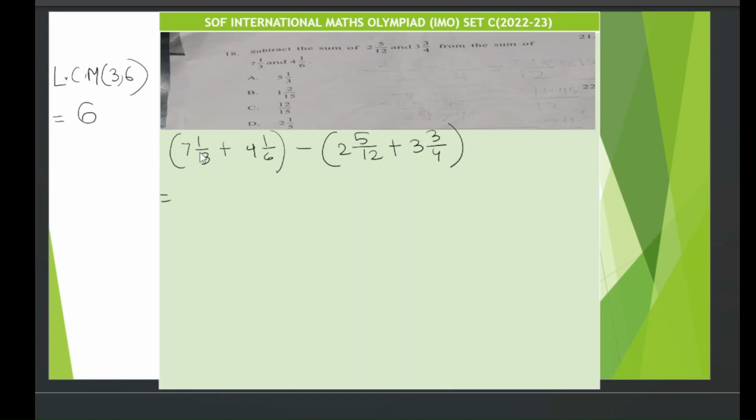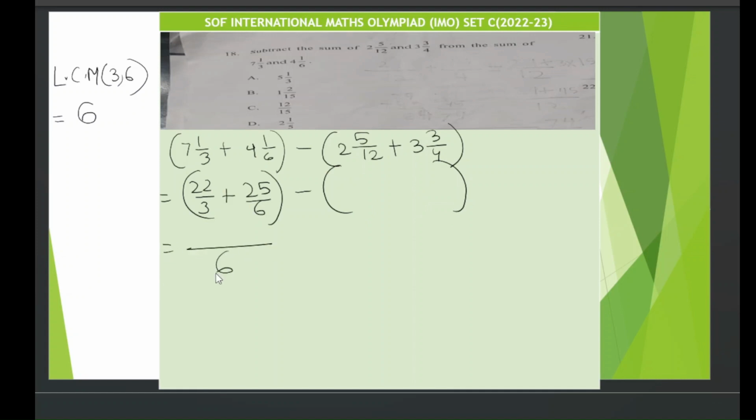So first let's convert both of these into improper fractions. 7 3s are 21, 21 plus 1 is 22, so 22 by 3. Then 4 6s are 24, 24 plus 1 is 25, so 25 by 6, right? And then we will solve this later. I'll just leave it like this here.